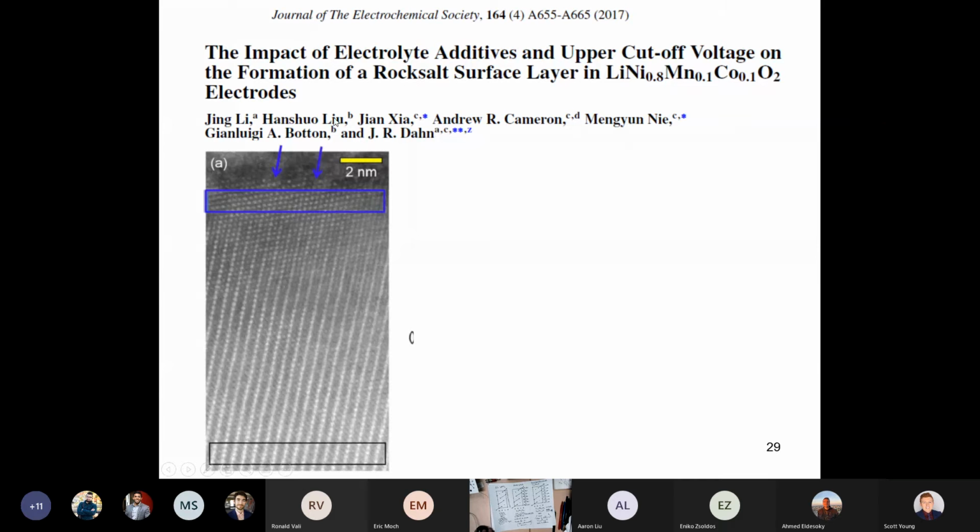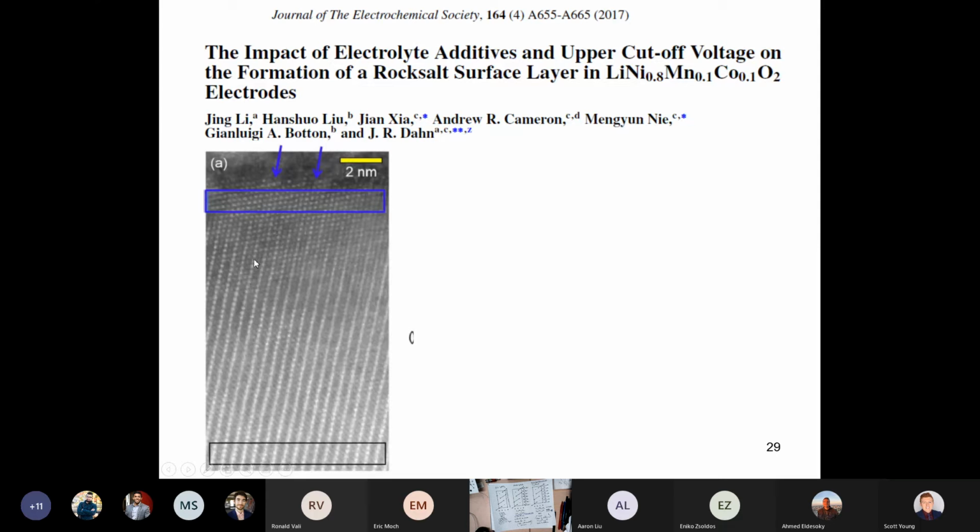Yeah, so this is actually very cool. This is a paper that Jim Lee wrote. Jim is now at Tesla, and he did it in collaboration with the people at the Canadian Center for Electron Microscopy. So Hansho Liu was a graduate student there, and everybody else was in our group except Gianluigi Botten, who is the head guy at the Canadian Center for Electron Microscopy, and he's also the director of the Canadian Light Source now, so he's a big guy.